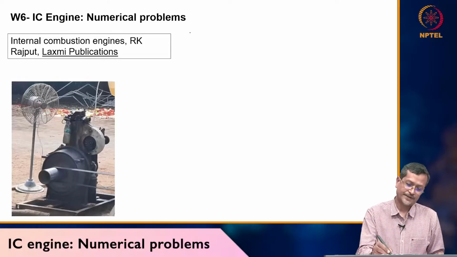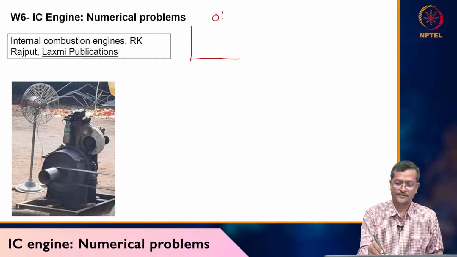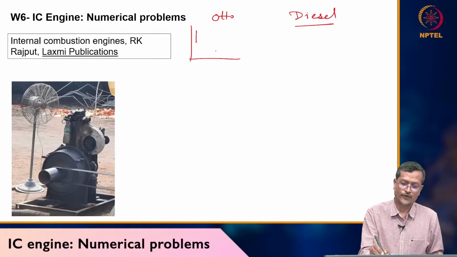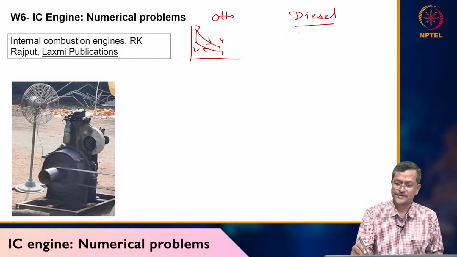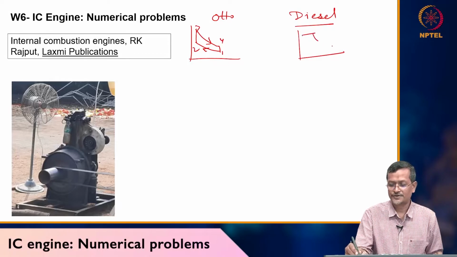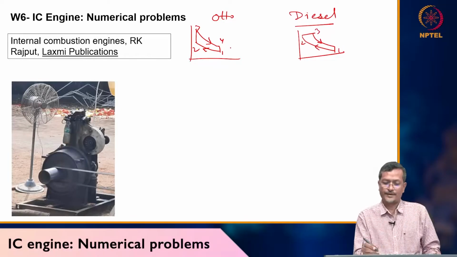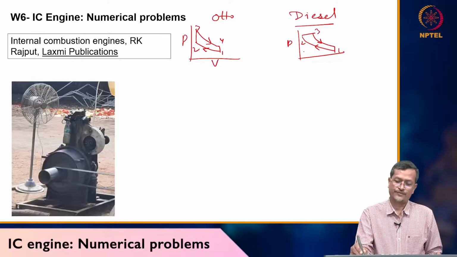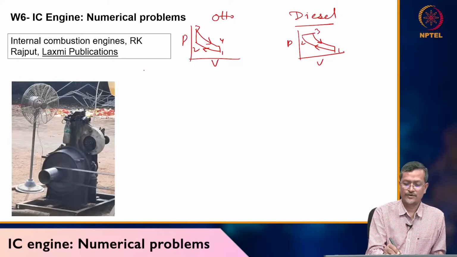So we discussed two types of engine, Otto cycle and diesel cycle. The Otto cycle has a constant volume heat addition process, 1, 2, 3, 4, and the diesel cycle has a constant pressure heat addition process. Other processes are almost the same. Okay, PV diagram. Now another cycle also there, called the dual cycle.